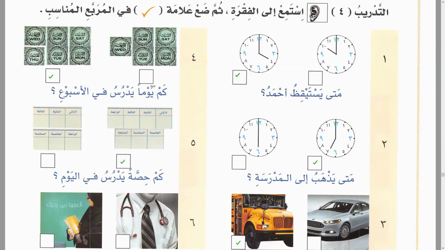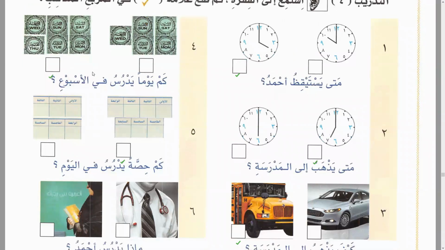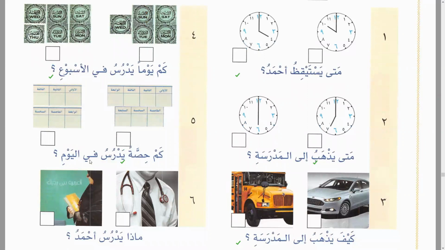ويدرس اللغة العربية. ماذا يدرس؟ This is طب and this is العربية بين يديك. So this should be the correct one. Right, this is the correct one. تبدأ الاختبارات في شهر رمضان. The exams start in Ramadan.